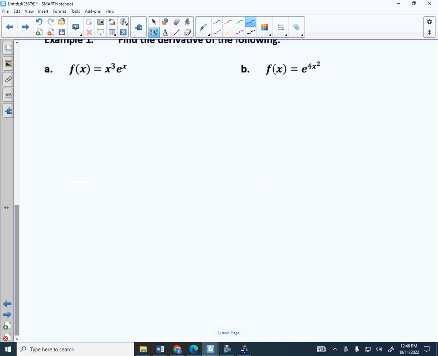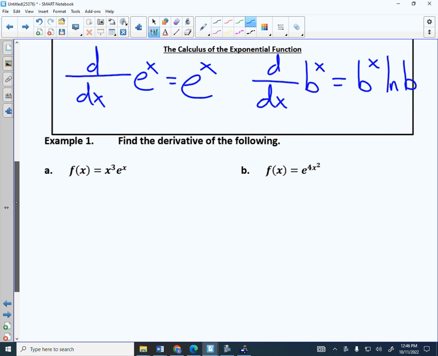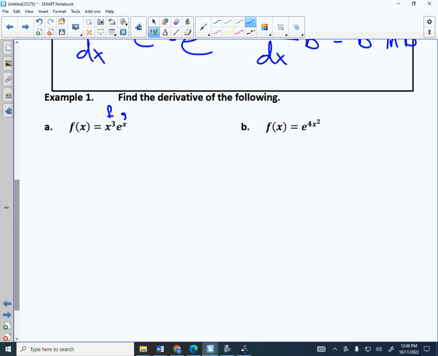So we look at letter A. I want to find this derivative. Does anybody have an idea of how I would find this derivative? Thank you, product rule. We call this f and we call that g. So f prime of x is equal to? 3x squared. Good. Plus x cubed times e to the x. Now, I would accept that on the test.